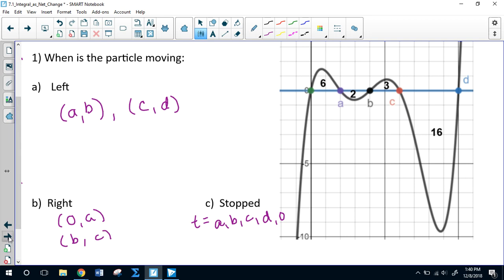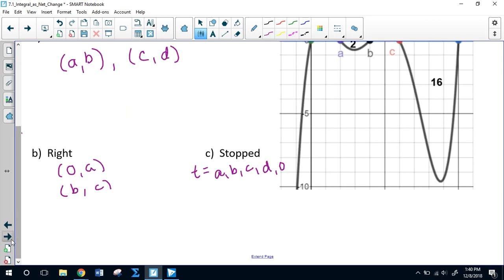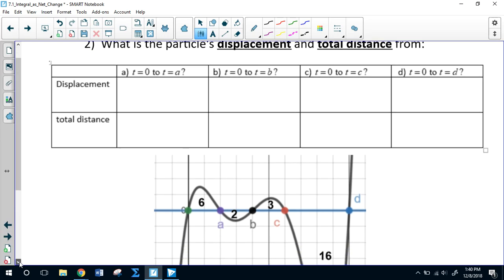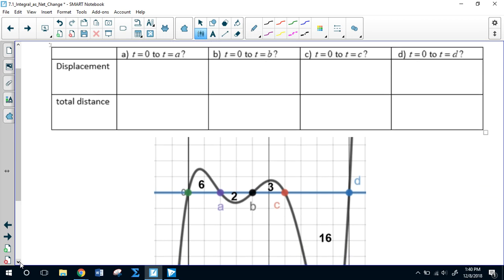All right, so now we are going to talk about the displacement of the particle in comparison to the total distance over each of these windows. So let me scroll down so I can see the whole graph here. The displacement from 0 to A, that's the first time window that we're interested in, is just 6. And the total distance in this case happens to also be 6 because we started off at 0 and went to 6. We didn't add anything or subtract anything.